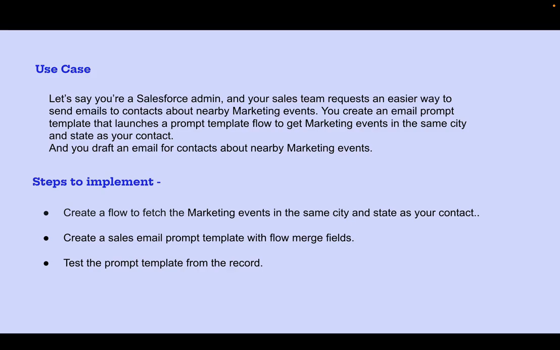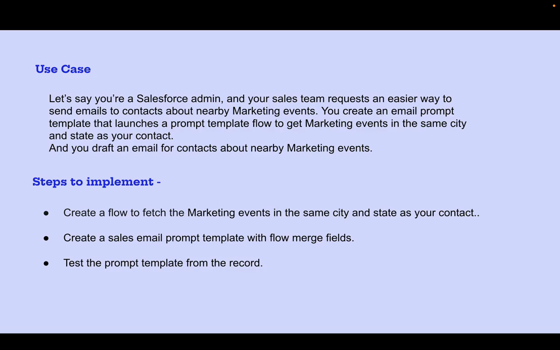So let's say you are a Salesforce admin and your sales team requests an easier way to send emails to your contacts about all the marketing events nearby their location. And you create an email prompt template that launches a flow to get all the marketing events in the same city and state as your contact. And finally, you draft an email for the contacts about their nearby marketing events.